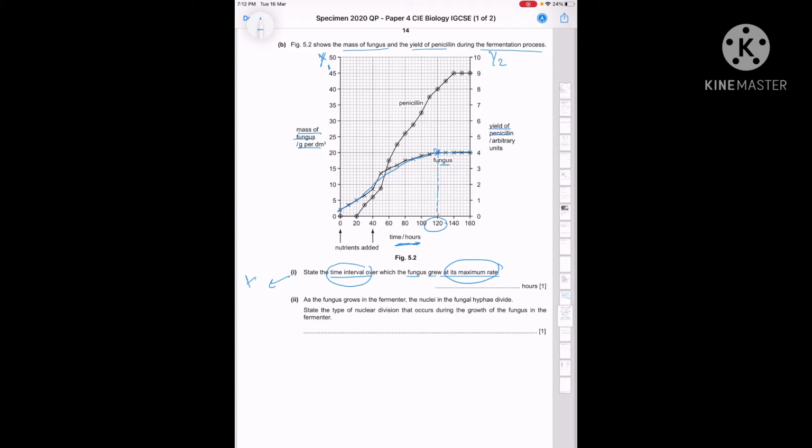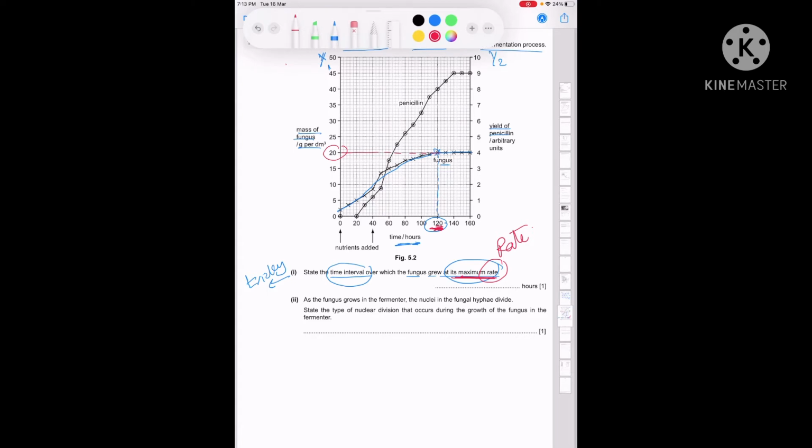This is a really very tricky question, because if you want to look at the maximum growth of the fungus, it would be 120 hours, right? But they don't want that. They want the maximum rate of growth, not the maximum growth. I want to stress on this point. Maximum growth would be at 20 grams, which is at 120 hours. But since they want the maximum rate of growth, that's to say the maximum amount of growth per time, I can see clearly here on the curve at this point.